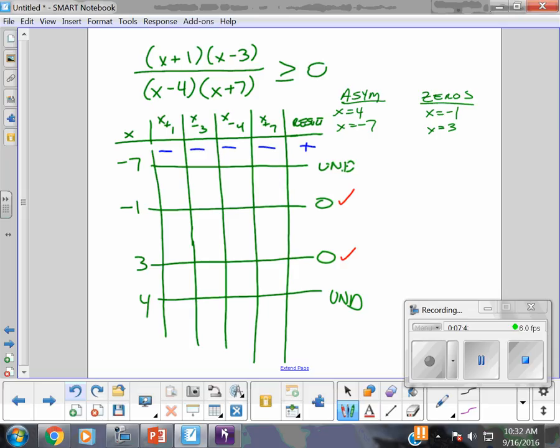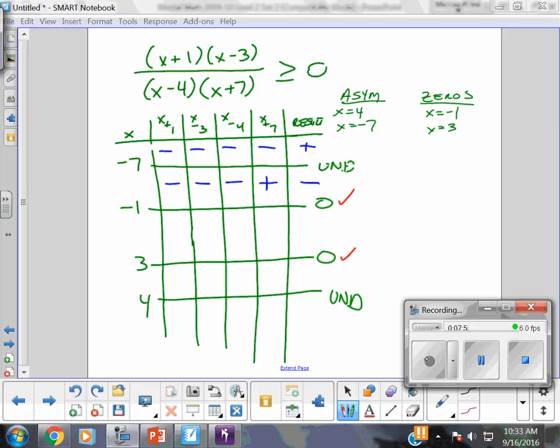In between negative 1 and negative 7, I pick negative 4. Negative 4 plus 1 is a negative. Negative 4 minus 3 is a negative. Negative 4 minus 4 is a negative. Negative 4 plus 7, positive. That's a negative. Between negative 1 and 3, guys, pick 0. Because then you can just look at it, as long as you've factored it, it's pretty quick. So this is a positive.